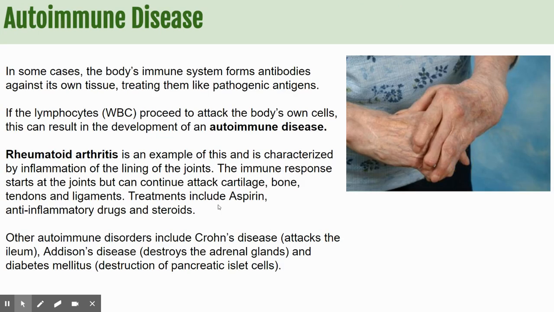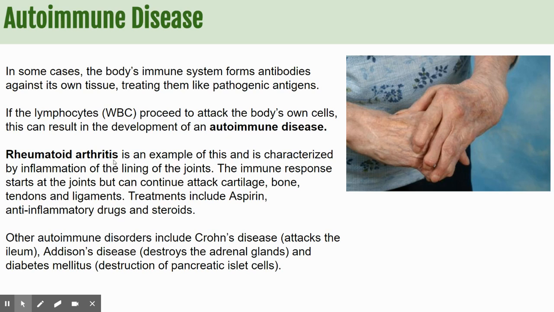Okay, so we're just gonna look at some autoimmune diseases. This is a case where the body's immune system forms antibodies against its own tissues. Remember that all our cells have antigens on them, but in this case, we mistake those antigens for foreign pathogens. So if the white blood cells attack our body's own cells, you can get an autoimmune disease.